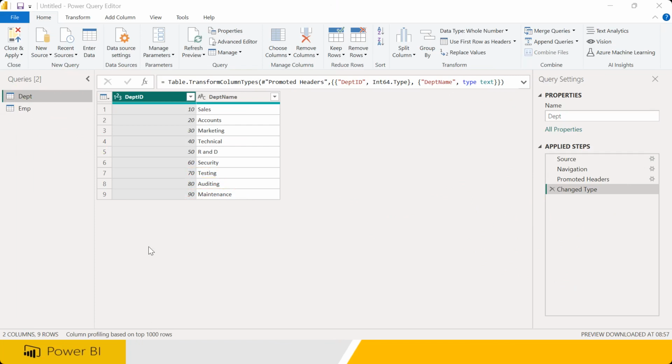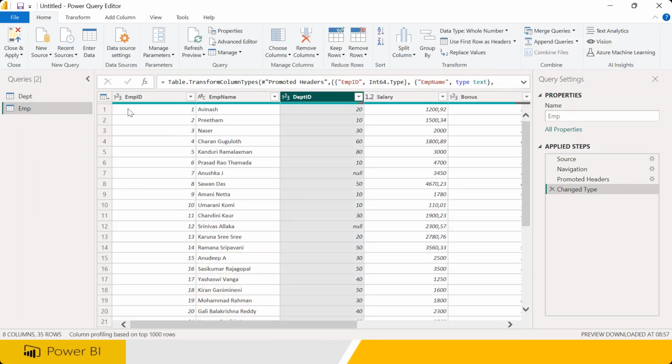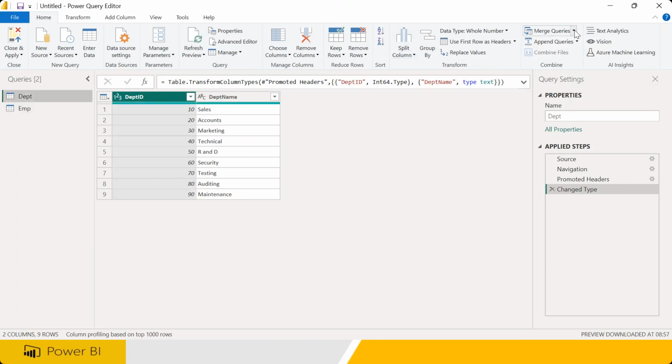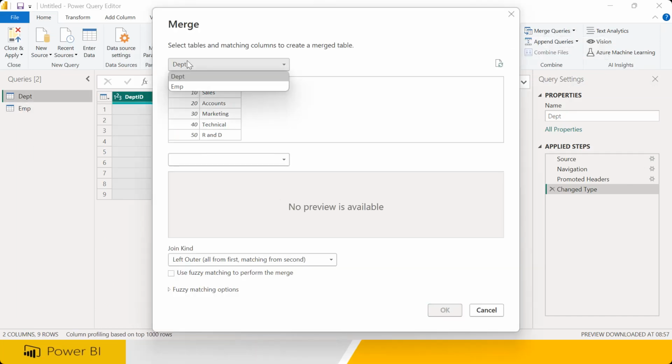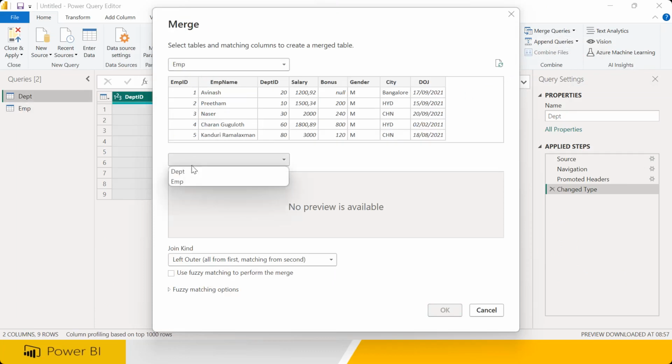Okay. Now I want to go here and click on merge queries as new. I would like to join the data because I have a common column, the department number. Using this, I can perform the join. So click on merge queries. You can take any table first and any table later. I'm going to take the employee table first and the department table later, or you can take vice versa. What is the common column?